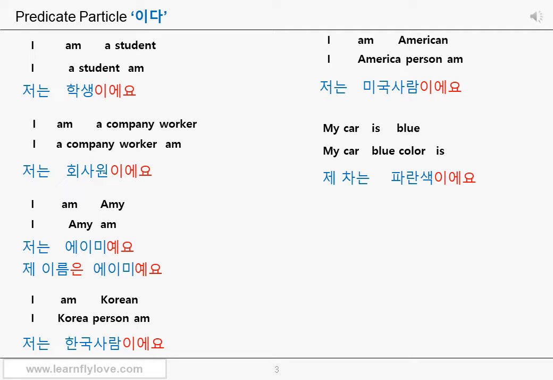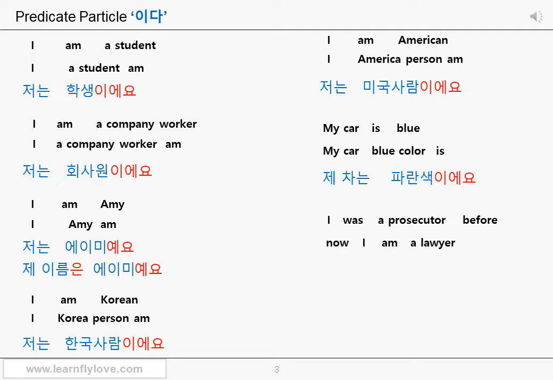색 means color. You can see that you can use this predicate particle 이다 when you describe your eye color or hair color too. Next example. I was a prosecutor before. Now I am a lawyer. I was a prosecutor before in the past.